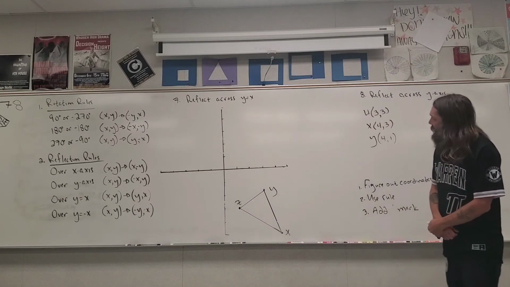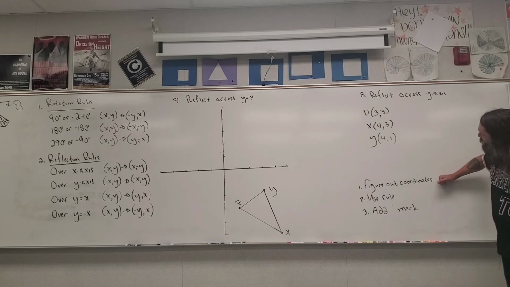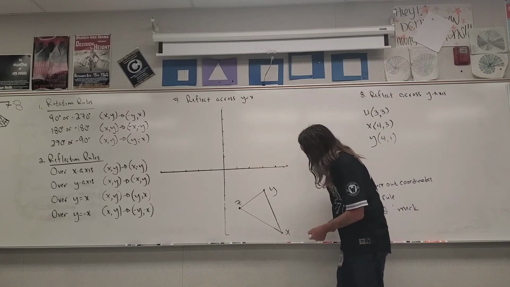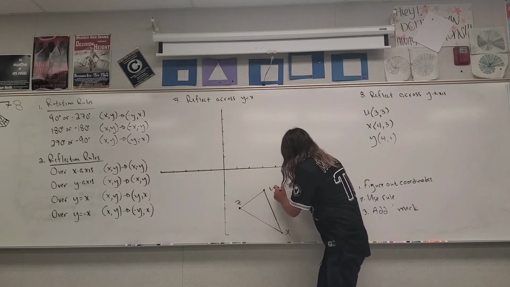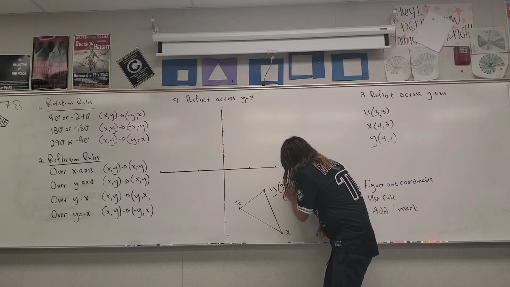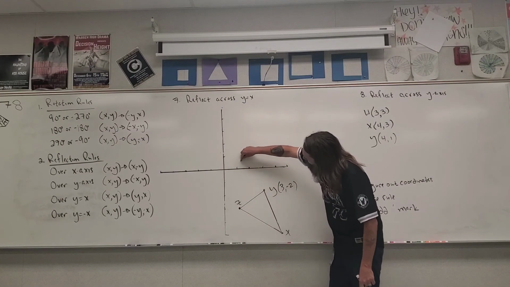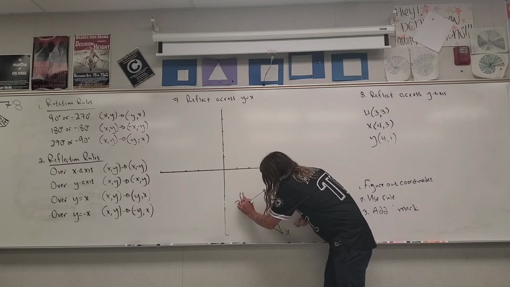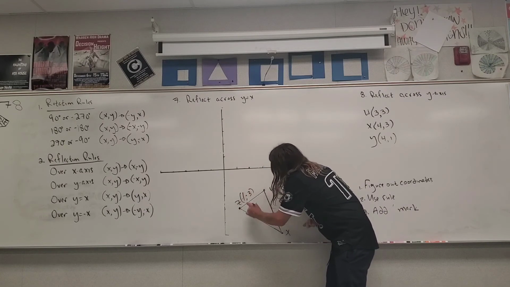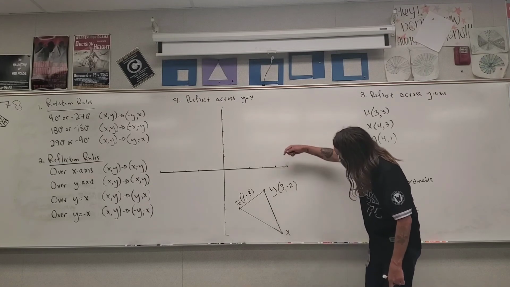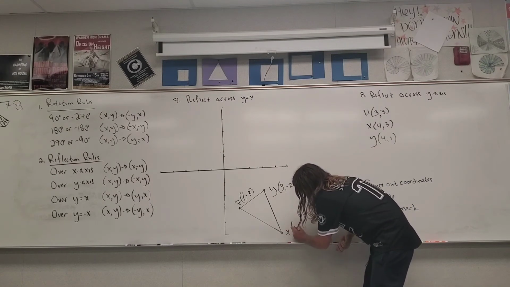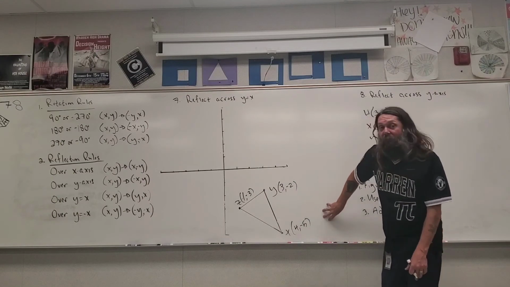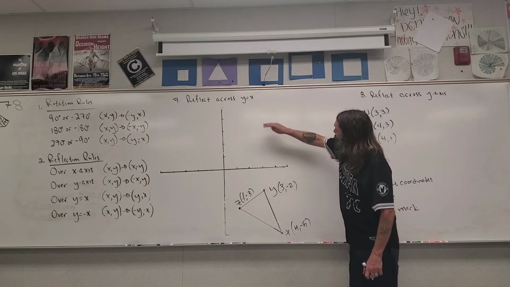Reflect across y equals x. Figure out the coordinates. Well, this one I come over 3 and I go down 2. So this is 3 comma -2. This one I come over 1 and I go down 3. So this is 1 comma -3. And this one I come over 4 down 5. All right. So these are the coordinates, and I'm going to reflect across y equals x.